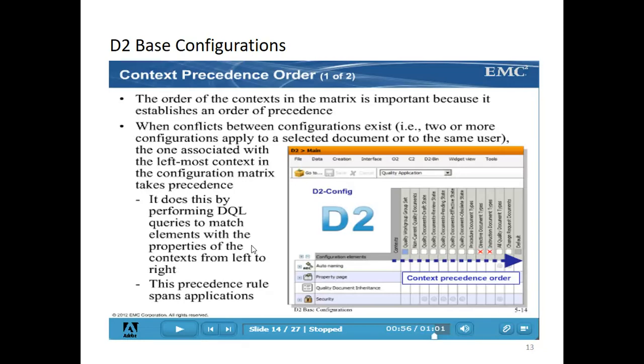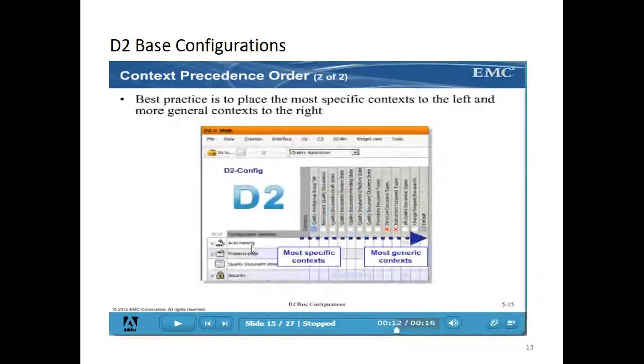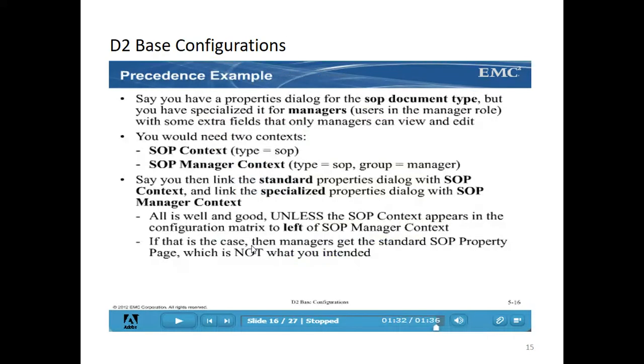With a clear example, we can see most specific context should be left side, most generic context should be right side. Take for example, SOP context and SOP manager context. There are two contexts: one is for normal user, one is for manager user. Here they are saying standard property dialog with SOP context, so standard property should display the normal SOP context. Specialized properties dialogues with SOP manager context.